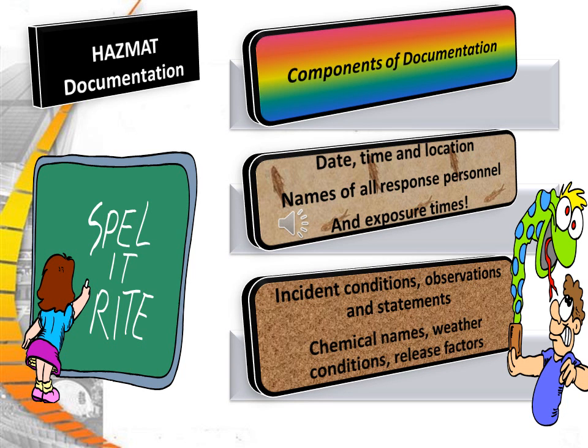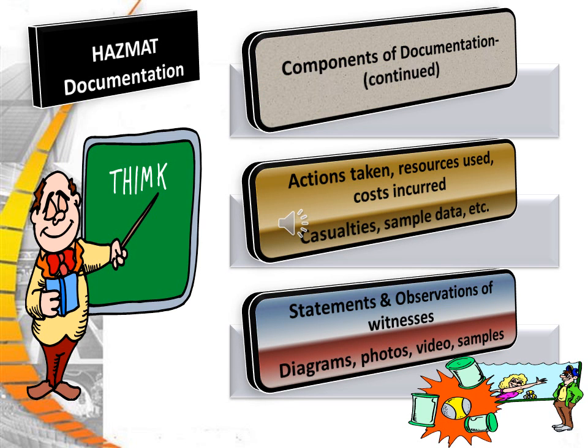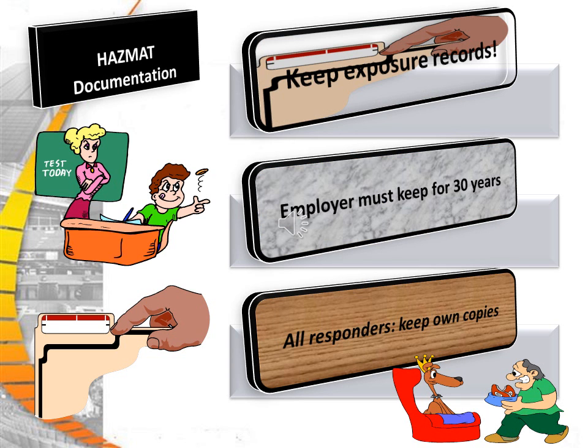The components of documentation include the date, time, and location, the names of all responding personnel, and the exposure times of each of those personnel, incident conditions, observations, and statements, chemical names, weather conditions, release factors. Documentation also includes the actions taken, the resources used, the costs incurred, casualties, sample data, as well as statements and observations of witnesses, diagrams, photos, video, samples. Remember, keep your exposure records for at least 30 years. All responders should keep their own copies as well.